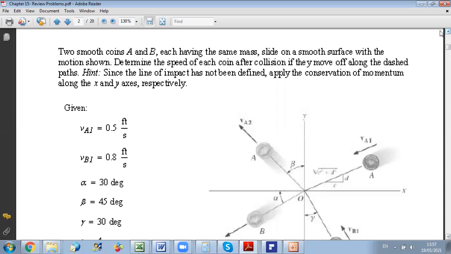Two smooth coins, A and B, each having the same mass, slide on a smooth surface with the motion shown. Determine the speed of each coin after collision if they move off along the dashed path. Hint: since the line of impact has not been defined, apply the conservation of momentum along X and Y respectively.